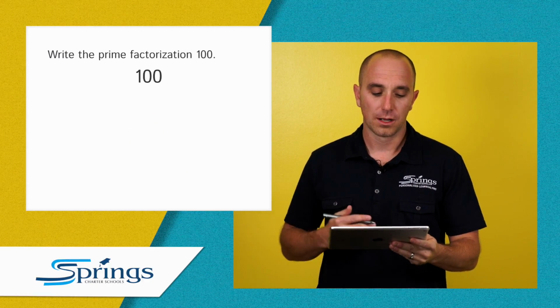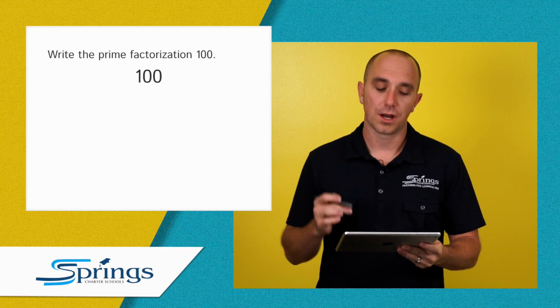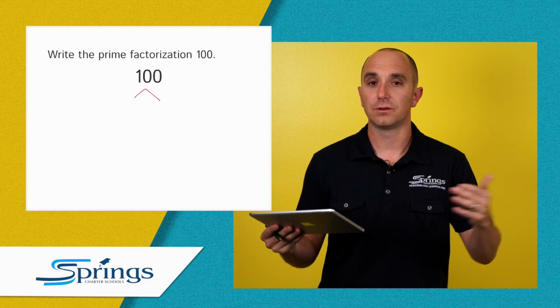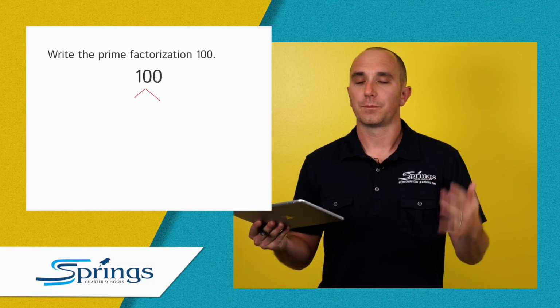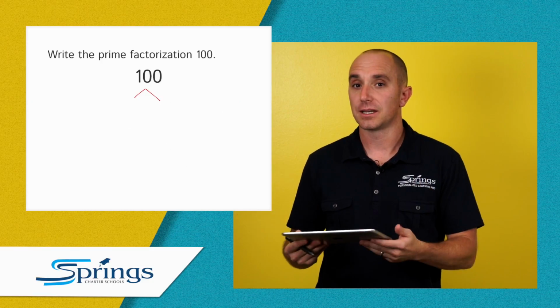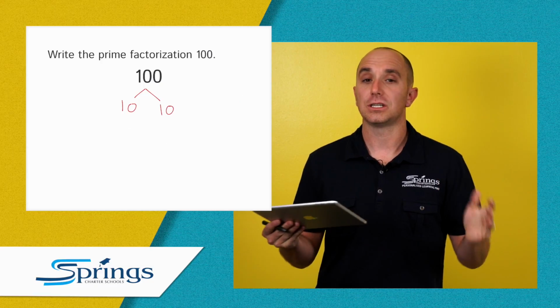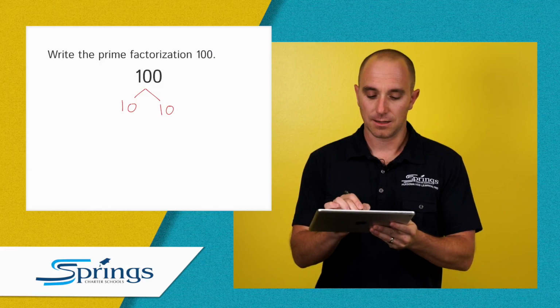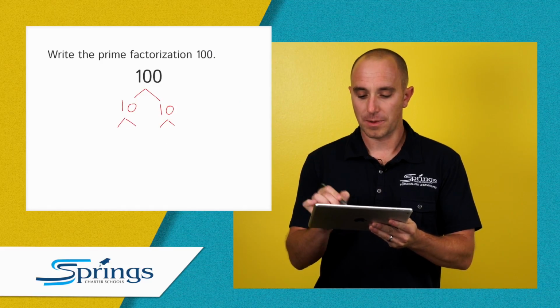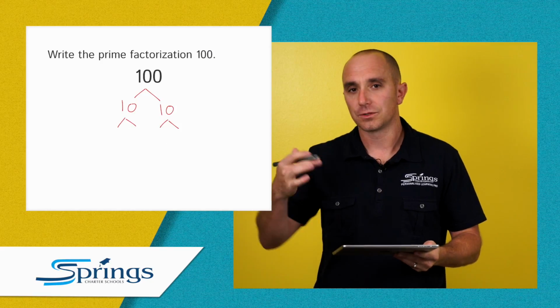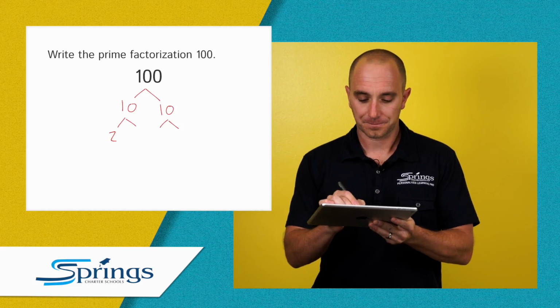All right, let's try one more. Let's write the prime factorization of 100. So again, I could obviously do 2 and 50, but I know from powers of 10 long ago that 10 times 10 is 100, so I'm going to pull out tens. And that's going to give me a much easier time. Then I'm just breaking down 10. So I'm going to pull out the tree of both of them because they're going to be the same numbers. Well, what goes into 10? Well, 2 times 5 gives me 10.